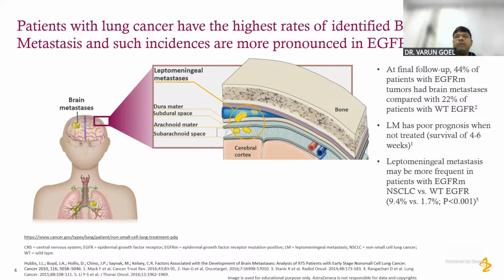One important point to be noted is that patients with lung cancer have the highest rate of identified brain mets, either upfront or during the course of the treatment. And these brain mets incidences are more pronounced in EGFR mutation positive patients. If we follow these patients to final follow-up, up to 44% of patients with EGFR mutation NSCLC will have brain mets compared to 22% of patients who are wild type EGFR. And out of all, leptomeningeal enhancement is associated with poor prognosis when not treated. Once leptomeningeal enhancement happens because of the cancer, survival is 4 to 6 weeks only. These leptomeningeal metastases may be more frequent in patients with EGFR mutation positive versus wild type.